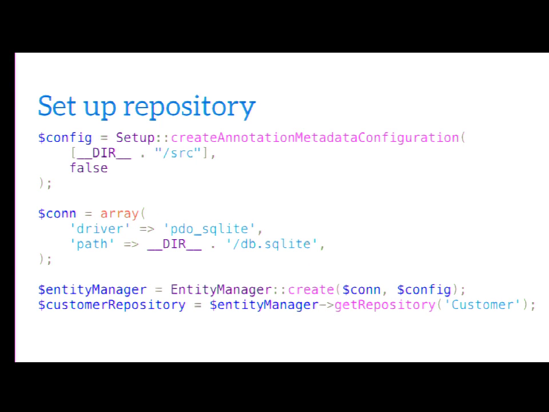We also need to do the same. So our customers, we're getting from the database, this list of customers. We're using Doctrine for that in this case. So we need to configure and set up Doctrine. In this case, we're just using SQLite. You probably don't want to use that for your production database, but for the sake of conciseness in the examples. So we create an entity manager, and it gives us a repository, and now we can finally actually do something with this stuff.